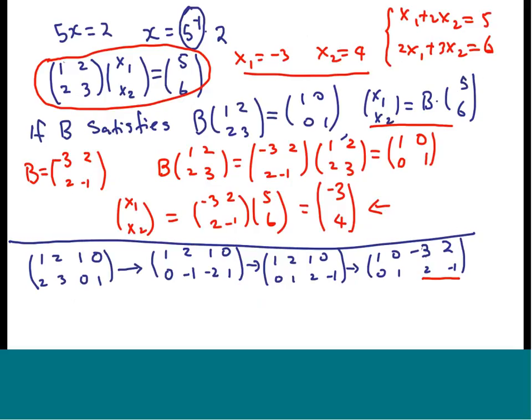1, 2, 2, 3. Okay, this is the A. How do we find it? Then we do the following. We put A and the I together. You see, right? So we do row operations.